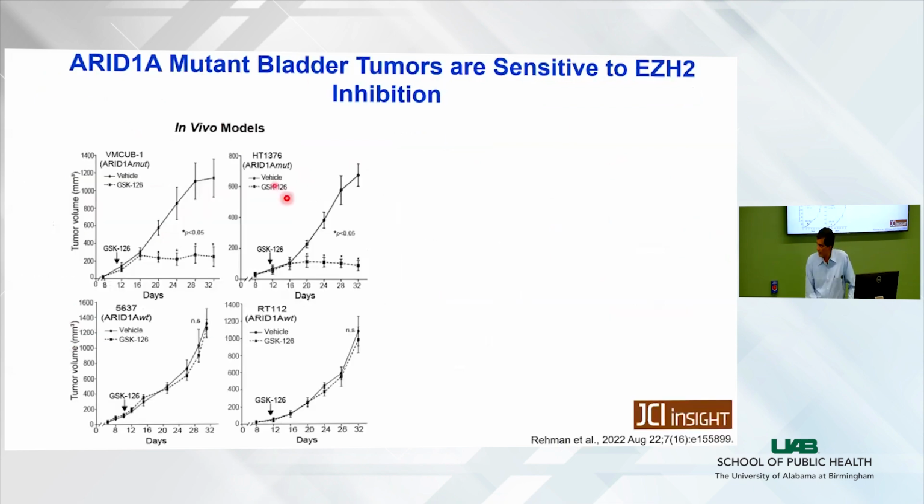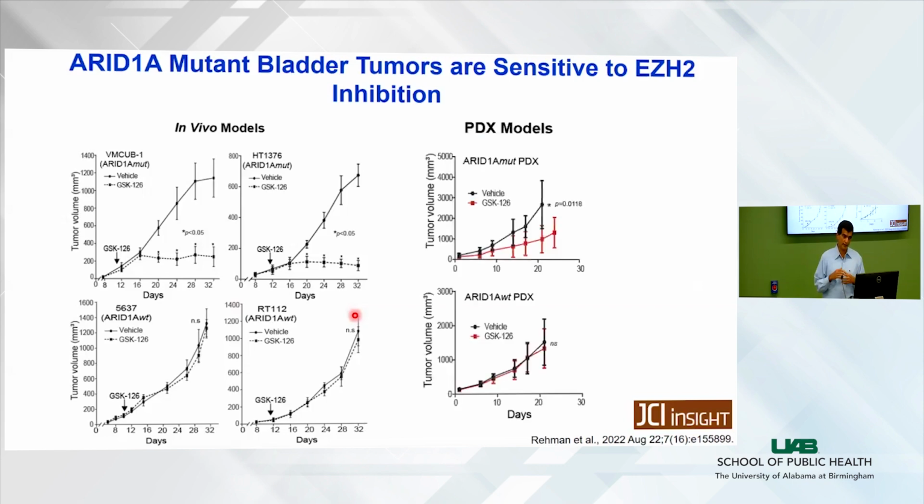And incidentally, you see that these two are ARID1A mutant cells. When we add EZH2 inhibitors, the tumors don't grow. Whereas these are all ARID1A wild type cells, and tumors grow even with EZH2 inhibition, showing that this is a synthetic lethal combination that can be potentially used in about 25% of bladder cancer patients. We did this in another model called patient-derived tumor xenograft models. There also we saw that if you add EZH2 inhibitor to this PDX with the ARID1A mutation, you see reduced tumor growth compared to the ARID1A wild type tumors.